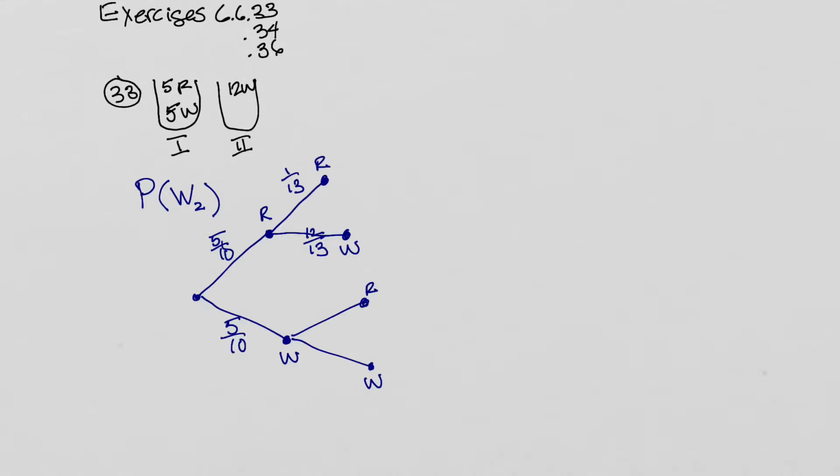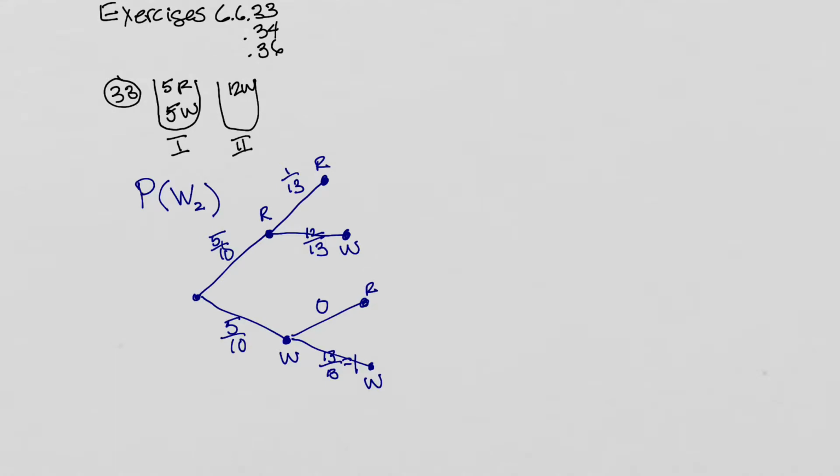And now on this branch here, we got a white on the first. We take that white ball, put it in here, the second urn. So now there's 13 white balls and no reds. So the probability of getting a red here is 0, right? There's no red balls in there. And over here, it's 13 whites out of 13. That's 1. That's for sure going to happen.